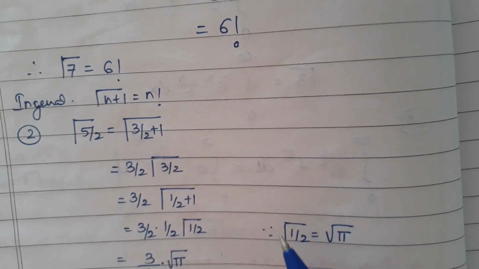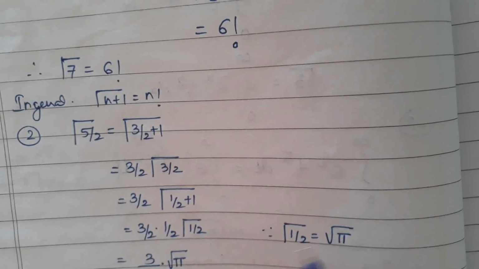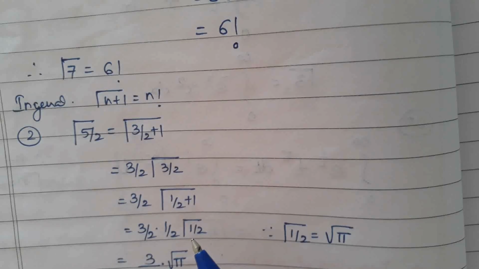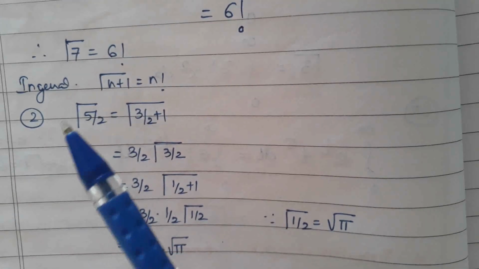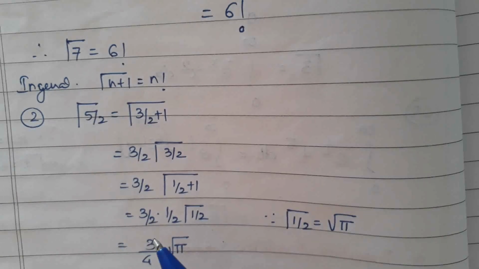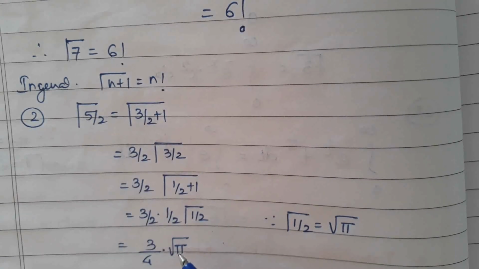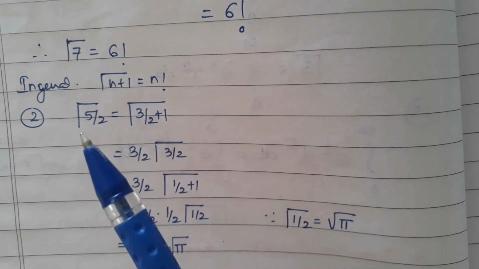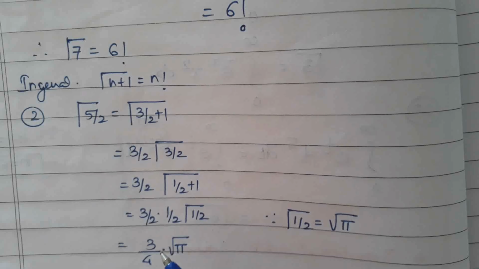We will see in the next step why the value of gamma 1/2 is equal to root pi. So if you place the value of gamma 1/2 equal to root pi, you will get the value of gamma 5/2 as 3/4. That means 3 is in the numerator, 2 into 2 is in the denominator, and the value of gamma 1/2 is equal to root pi. Therefore, the value of gamma 5/2 is equal to 3/4 into root pi.